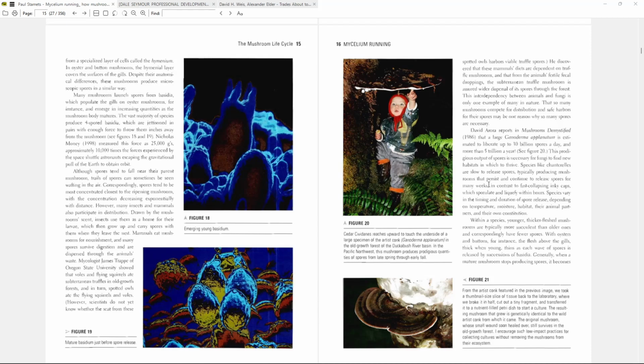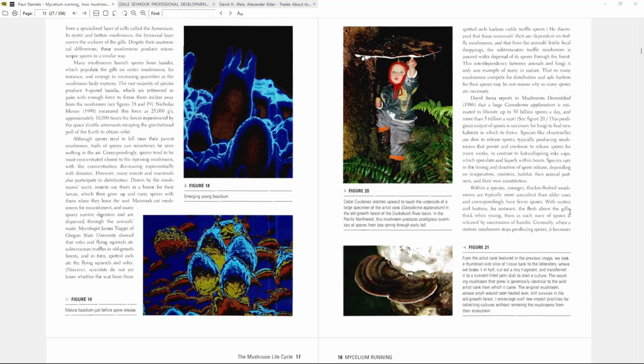It is like Cintrellas, slow to release spores, typically producing mushrooms that persist and continue to release spores for many weeks, in contrast to fast-collapsing inky caps, which sporulate and liquefy within hours. Species vary in the timing and duration of spore release depending on temperature, moisture, habitat, their animal partners, and their own constitution. Within a species, younger, thicker-fleshed mushrooms are typically more succulent than older ones and correspondingly have fewer spores.